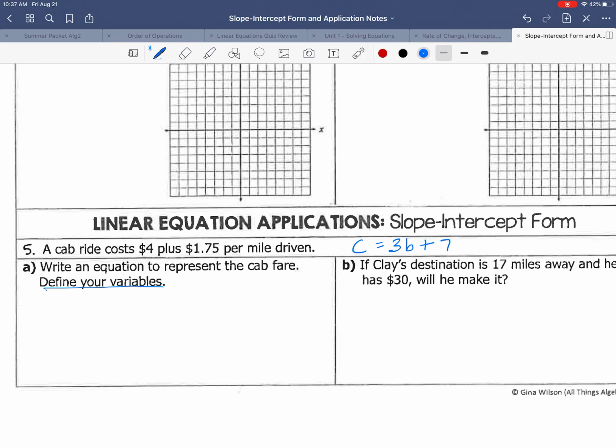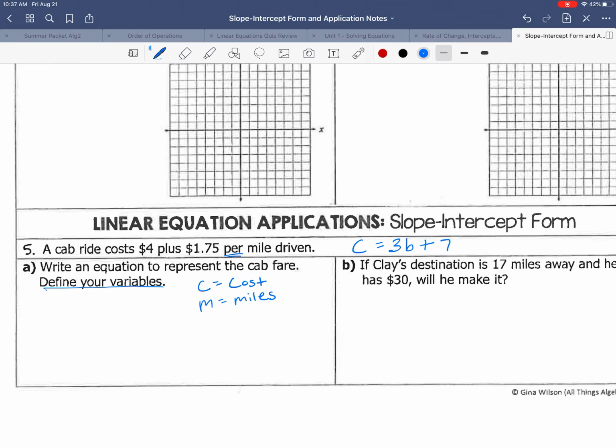In this case, my variables are going to be C to represent the cost of the cab fare. My other variable is going to be M. In a lot of cases, anytime it says per, it's telling you something that changes depending on another amount. That'll be your other variable. So in this case, M will represent the number of miles driven. And then I can use those variables to write the equation.